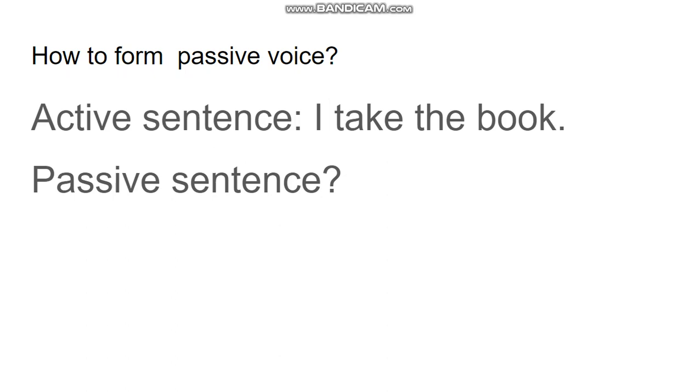In this second video, we'll take a look at how to form the passive voice. Let's first take a very simple, a very easy example. An active sentence, I take the book, which is the simplest form of active sentence, containing a subject, an onderwerp, I, a verb, take, and the book, which is our direct object, ons leidend voorwerp.